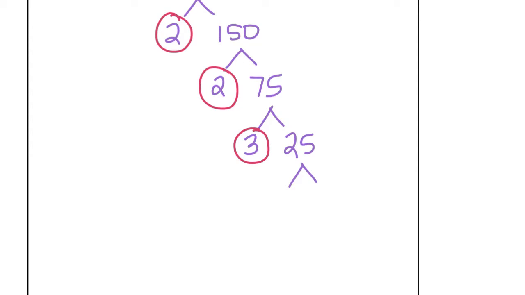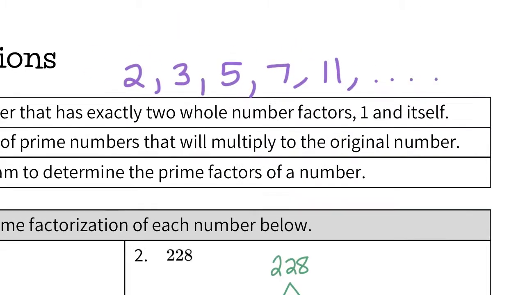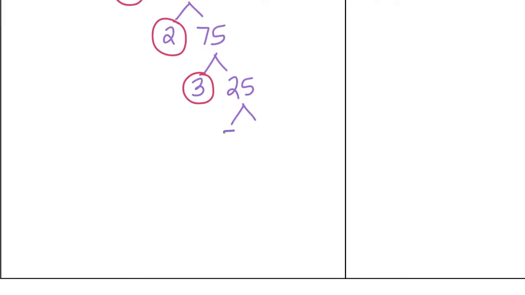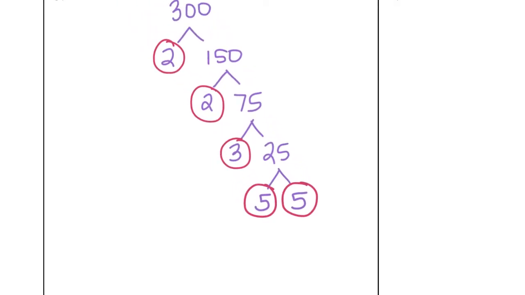So the next prime number on our list, if 2 and 3 both don't work, let's try 5. So if I divide by 5, that gives me 5. 5 times 5 gives me 25. And I know 5 is prime, so I'm going to go ahead and circle both of these. And since I ended with 2 prime numbers, I know I'm done. So the prime factorization of 300 would be 2 times 2 times 3 times 5 times 5.